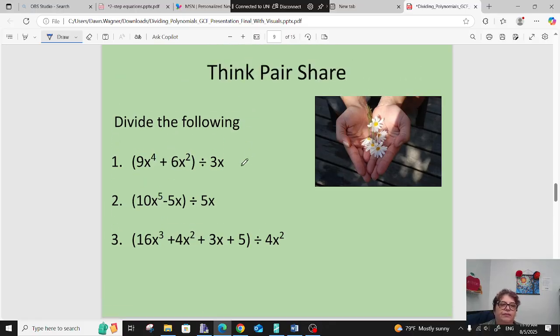So here, I want you to go ahead and work on these. I'll walk around and help you. 1 and 2, you won't have any fractions. It divides equally. But number 3, you will have fractions in your answers.